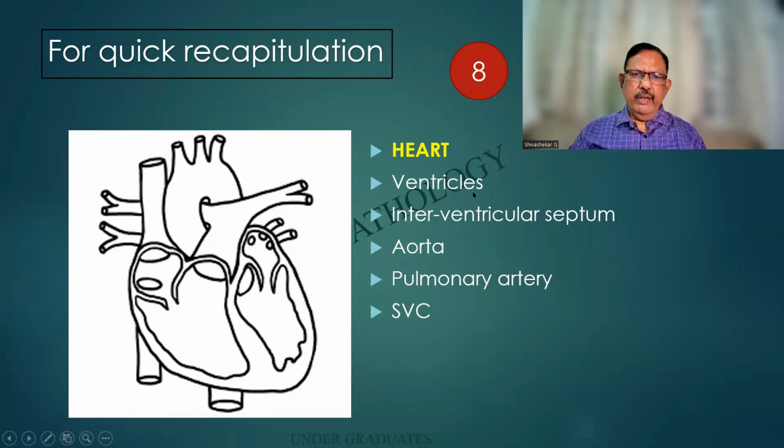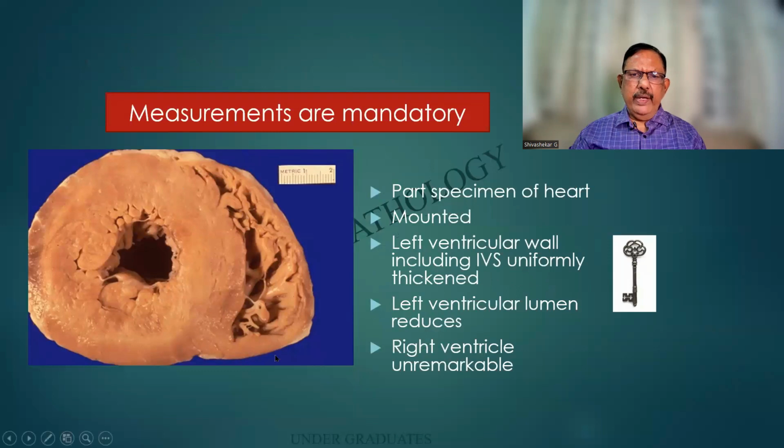The next slide is, I hope you people are able to identify the structure. You are supposed to identify the ventricles, interventricular septum, aorta, pulmonary artery, and SVC. You may not get all this, but this will definitely be our specimen. So it is a part specimen of the heart, which is mounted.